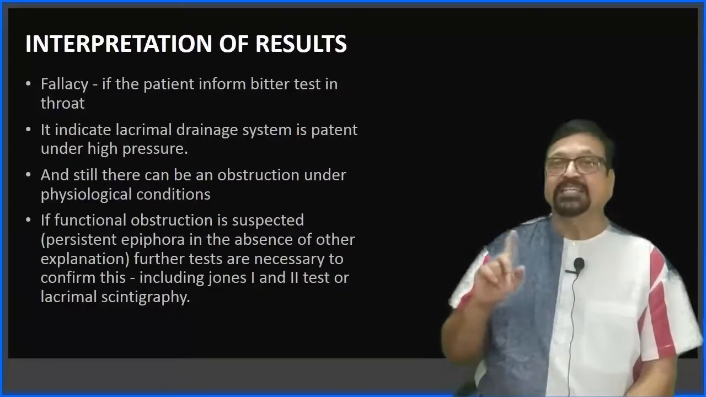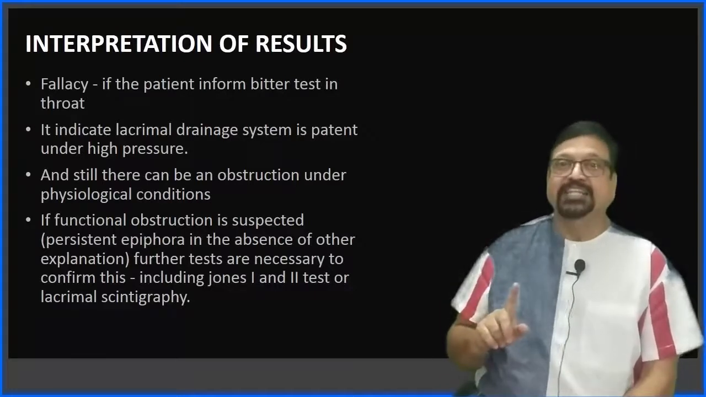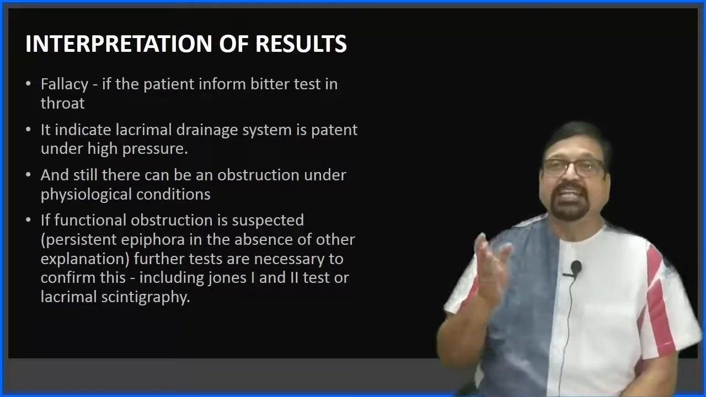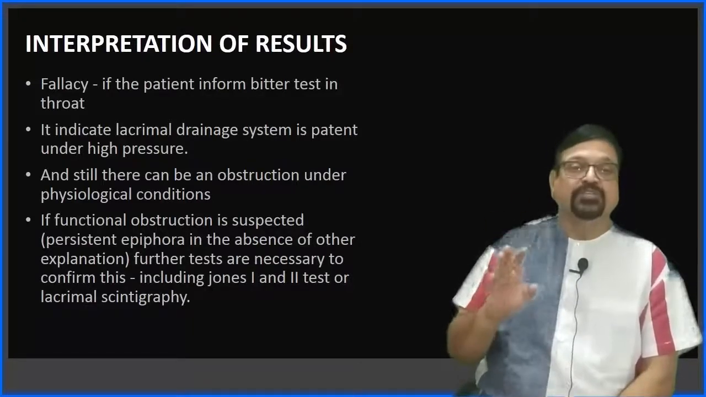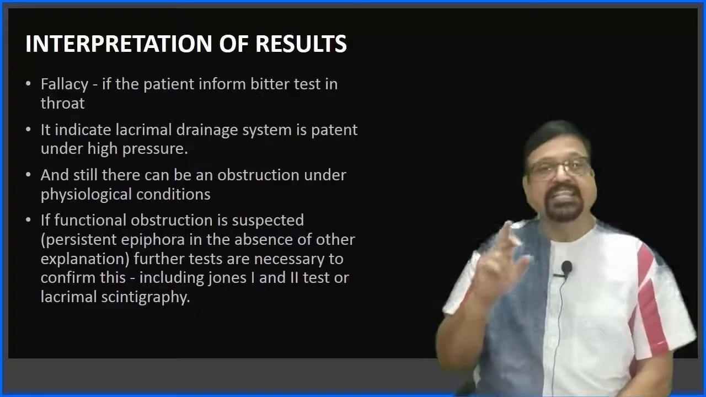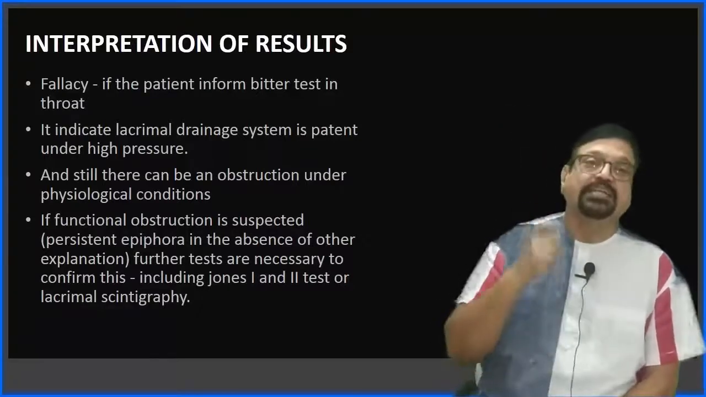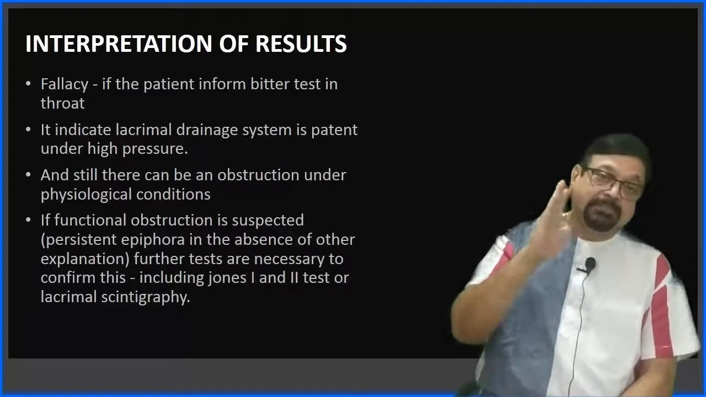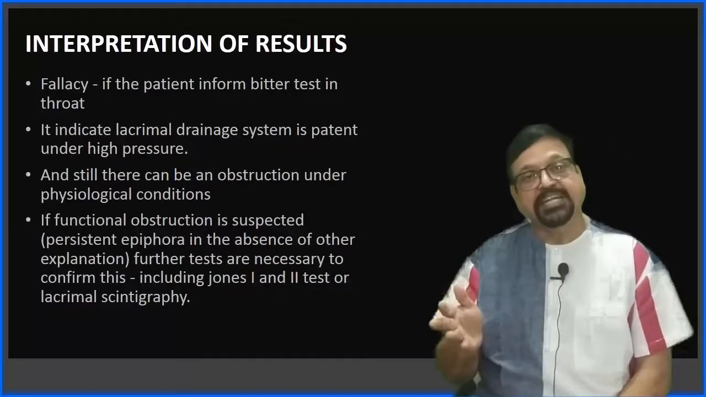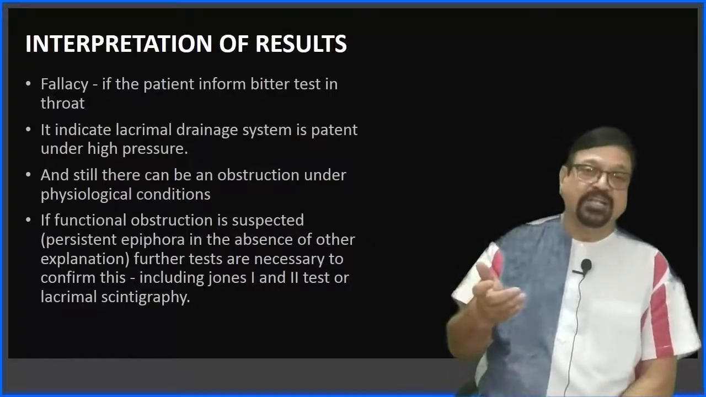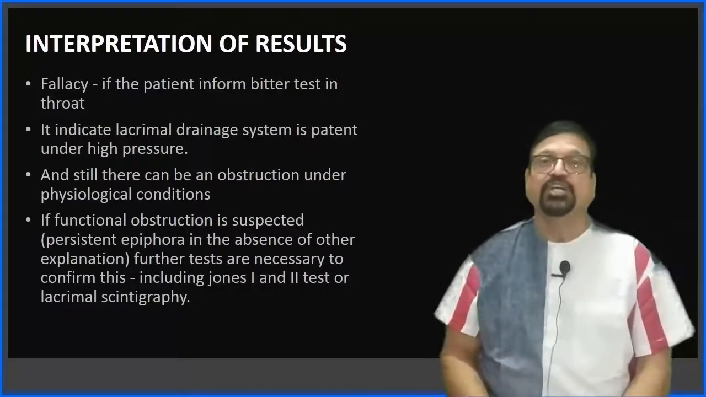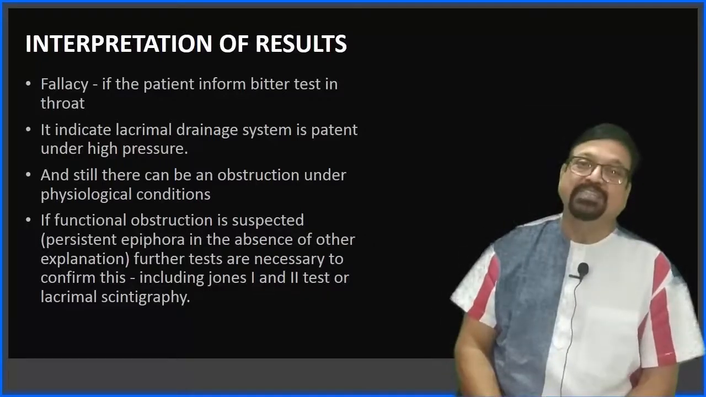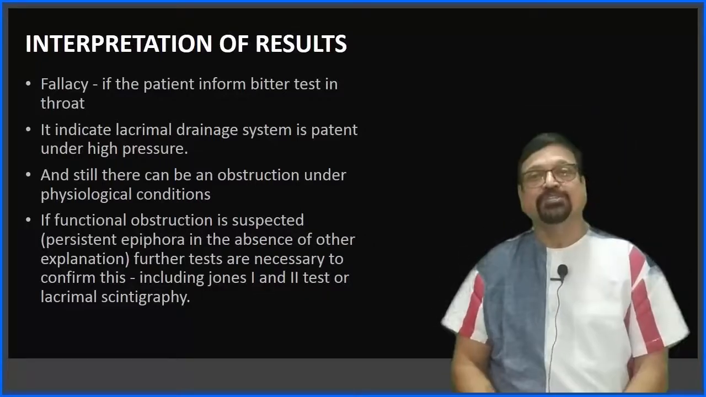First is the patient's bitter taste appreciation. If it is there, and the patient is cooperative, fine. And still there can be obstruction under physiological conditions, even though the patient has felt a bitter taste. See, there are two things. One thing is under pressure and second is physiological. So under pressure there may be patency, the patient may feel a bitter taste, but in actuality there may be a partial block or adhesions. So this is one of the fallacies of the test, that though we are reporting it as patency, it is not a routine physiological condition.